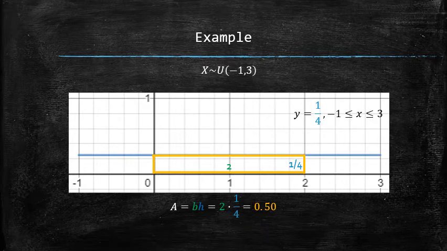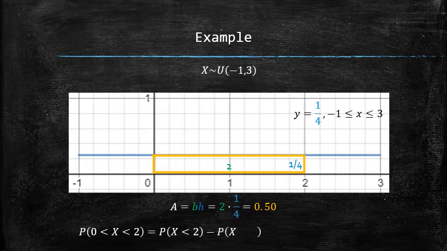Alternatively, we could have used the subdivision rule to compute the same probability as the probability of x being less than 2 minus the probability of x being less than 0, both of which we already computed previously. So the answer is again 50%.